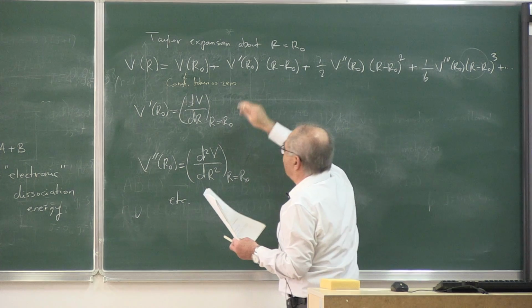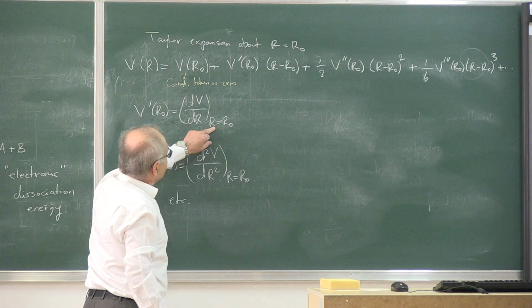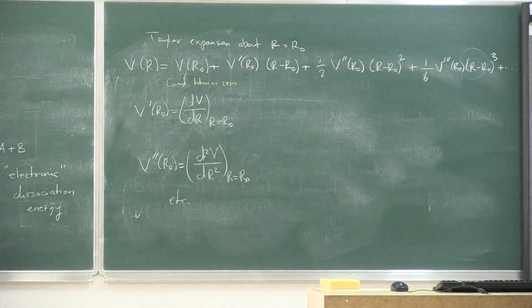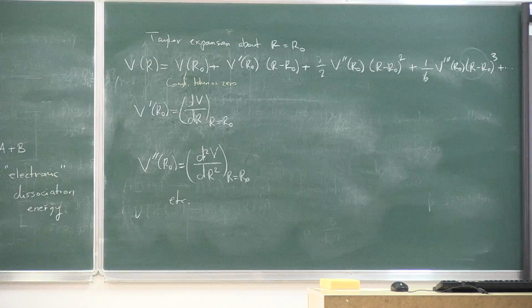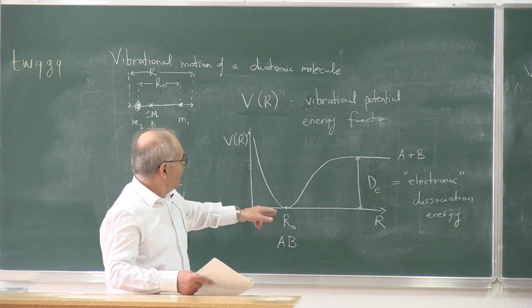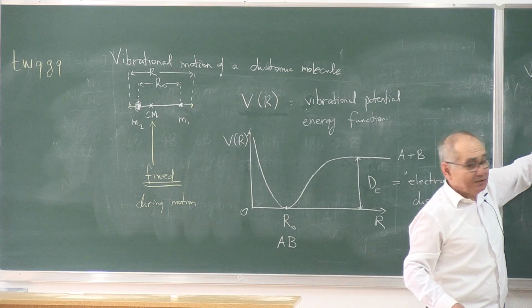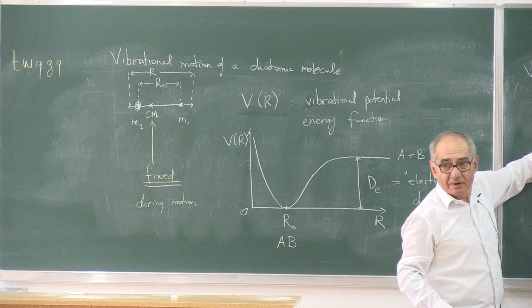Now, the first derivative. The first derivative evaluated at R equals R0. But what is R0? It is this. What is the value of the first derivative of such a function at this point? Come on, what is the condition for either maximum or minimum of a function? The first derivative becomes 0, isn't it? Therefore, by choosing R0 in this expansion, the value of the first derivative is 0 at this point.